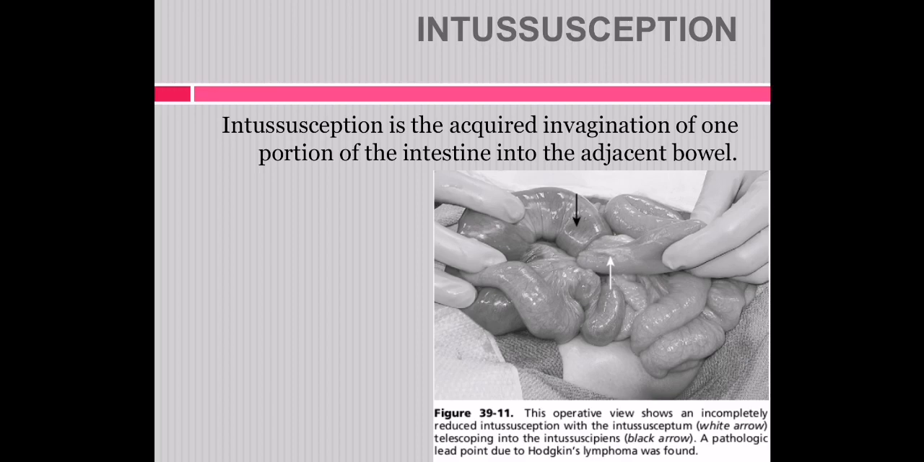Let's discuss intussusception. Intussusception, by definition, is an invagination of one part of the intestine inside the adjacent one, and this will cause luminal obstruction. It also causes venous and lymphatic obstruction, and with arterial obstruction, ischemic bowel.